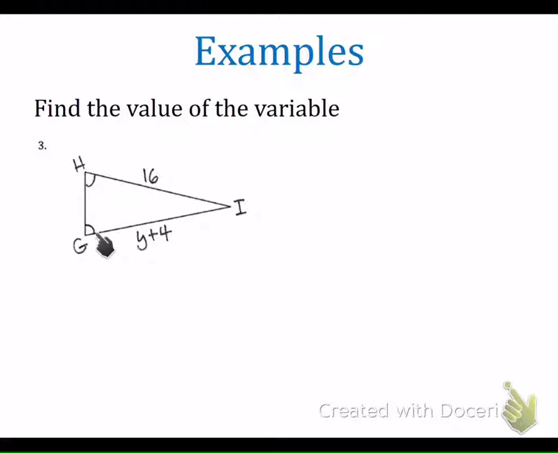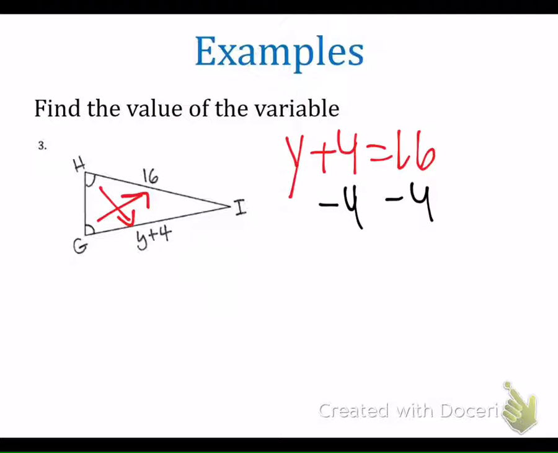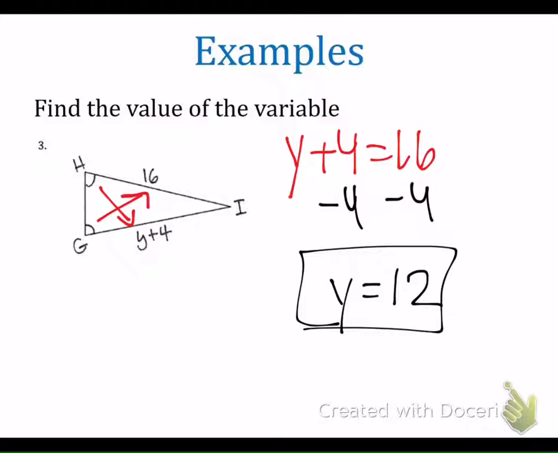So what they gave us is that the base angles are congruent. So these two angles are congruent. What do I know about the sides? They're congruent. So I'm going to set these equal. Then what? Y equals 12. Good. Any questions?